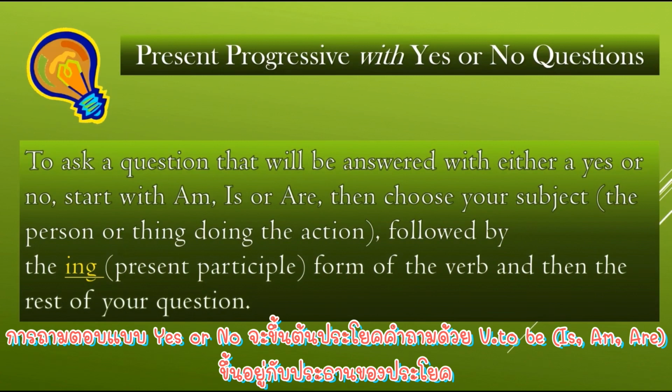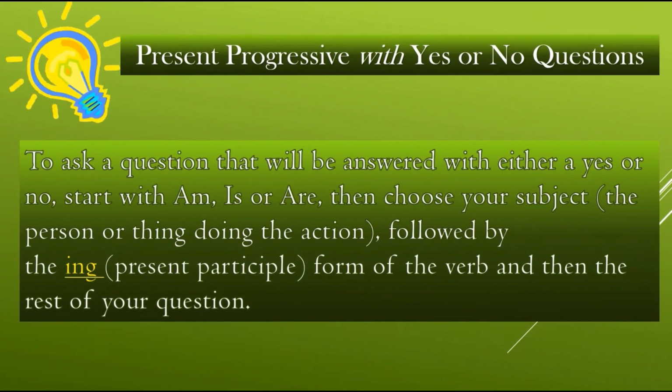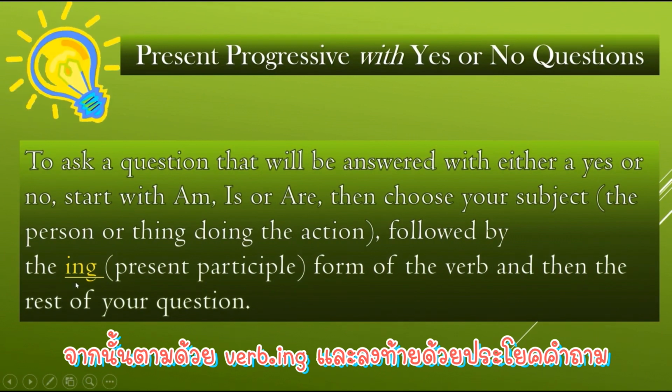To ask a question that will be answered by yes or no, you have to start it with am, is, or are. Then choose your subject. The subject means the person or the thing that is doing the action, followed by the ing form of the verb, or the present participle form of the verb, and then the rest of the question.